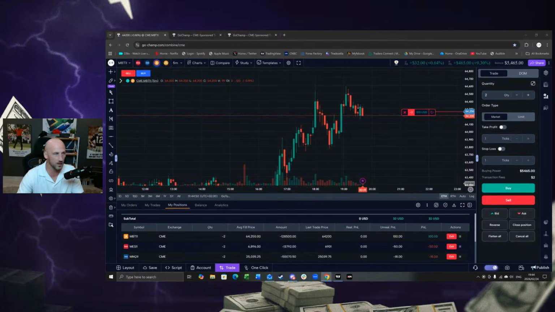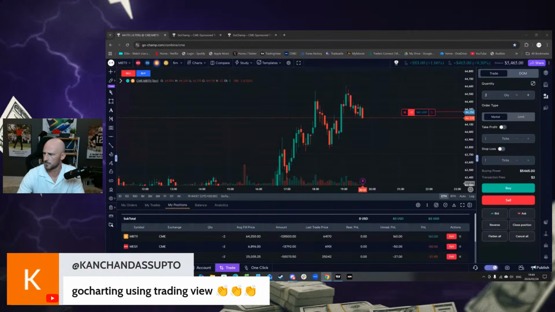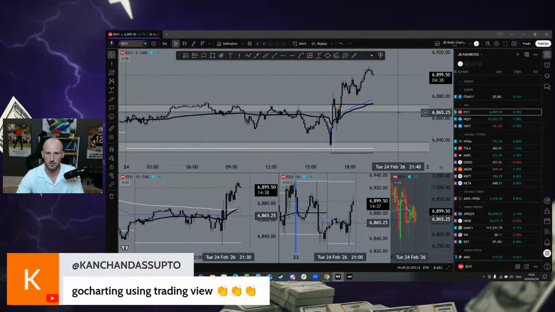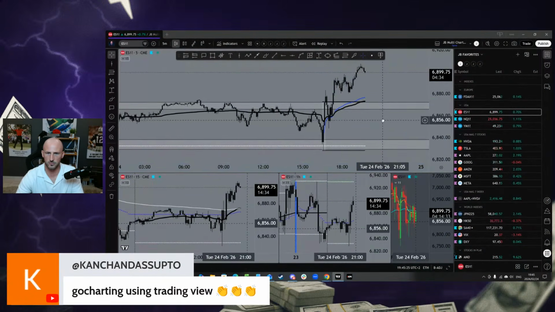I had a nice trade today, as mentioned. It looks like this is turning around now for me quite nicely. Go charting using TradingView, yes sir. Up $110 so far on that Bitcoin short. It looks like the indexes are starting to roll over now too.